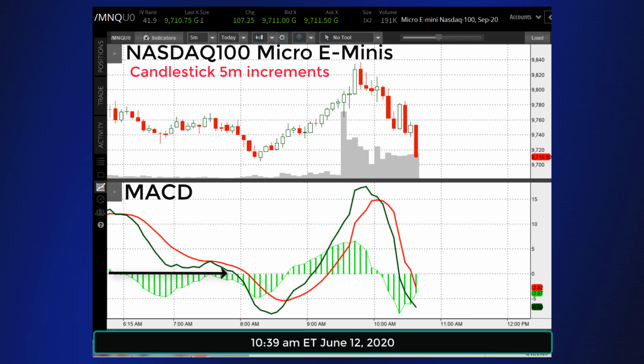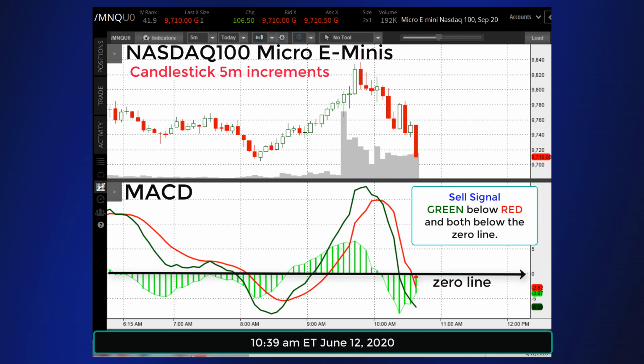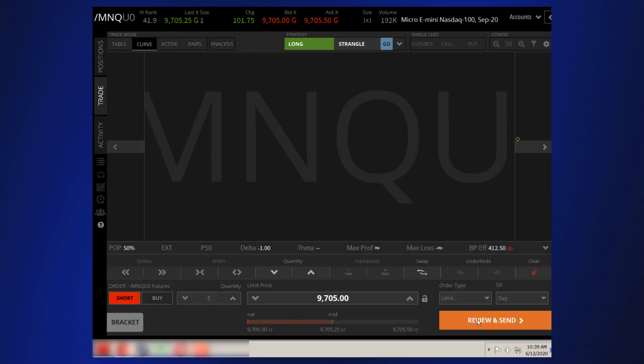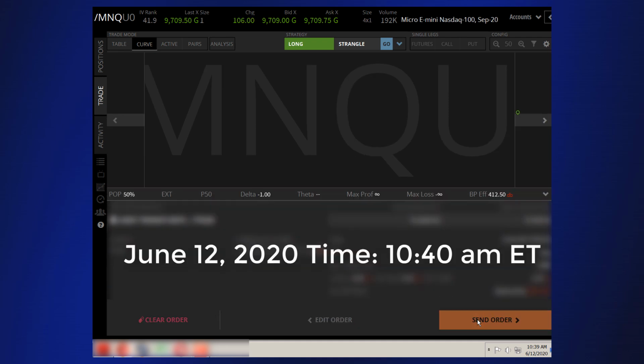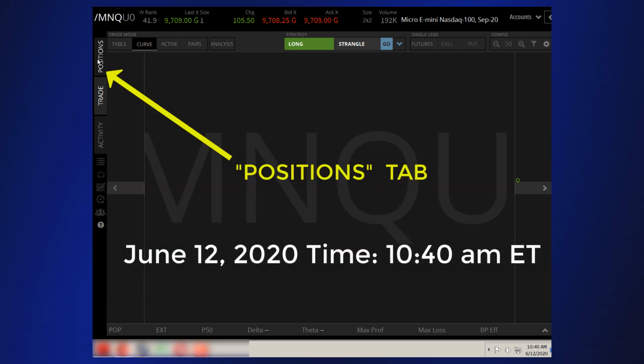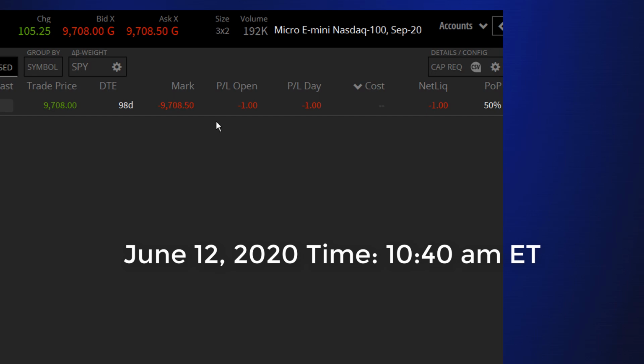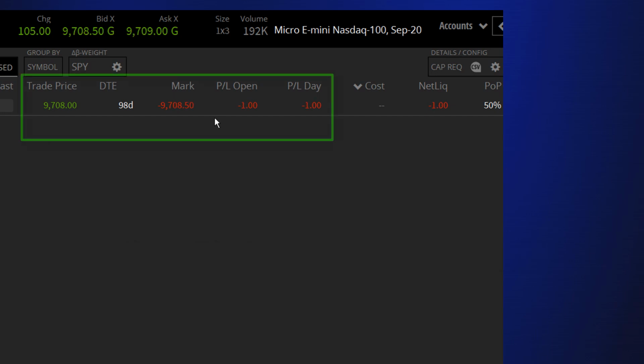My standard setup here, and the zero line in the bottom pane of the MACD gives us a sell signal. A sell signal is when the green line is below the red line, and both of those are below that zero line. So 10:39, Friday, June 12th, here we go. I'm going to send in an order, and it gets filled right away at 97.08.